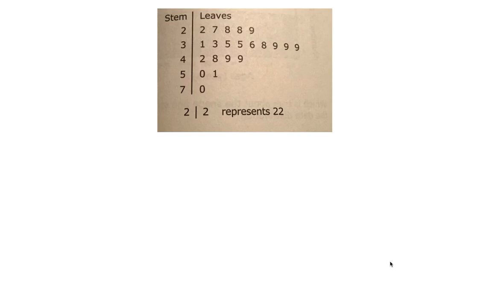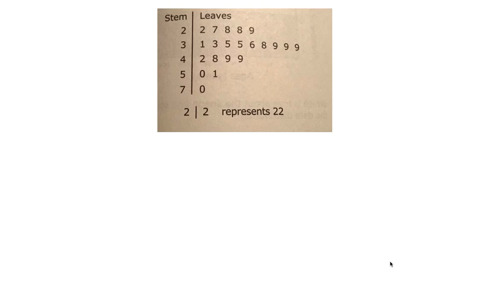And the leaves for the 2 are 2, 7, 8, 9, 9, 8, 8, 9, 1, 3, 5, 5, 6, 8, 9, 9, 9 for the 3. The 4 stem has 2, 8, 9, and a 9. The 5 stem has a 0 and a 1. And the 7 stem has just a 0.